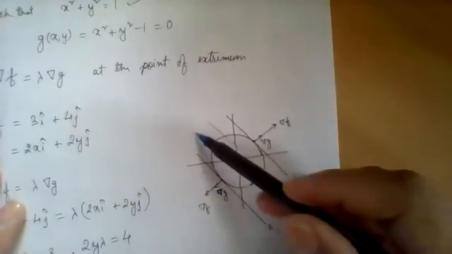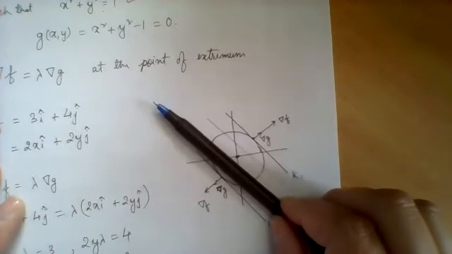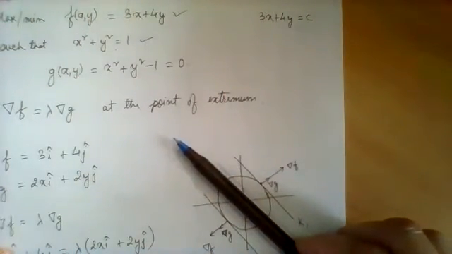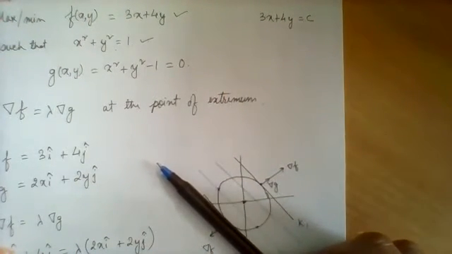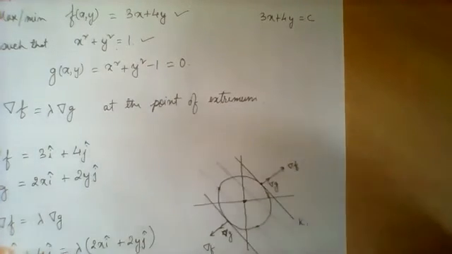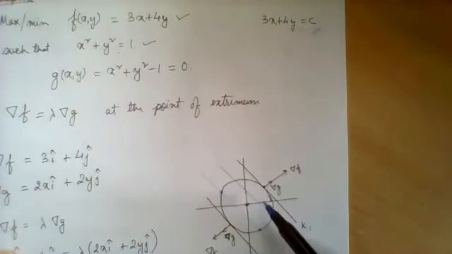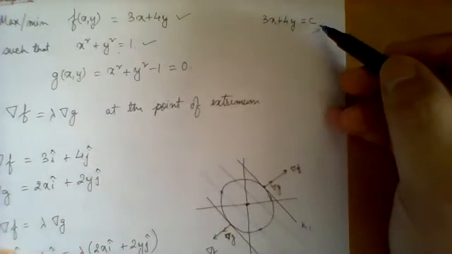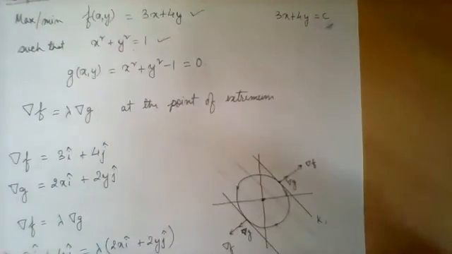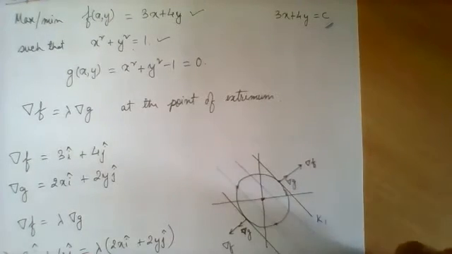For lines that cut across, we can move the line parallel to itself towards the right. When we move towards the right, the value of C increases. When we move towards the left, the value of C decreases. So along this direction the value of C increases, and along this direction the value of C decreases. The extremum value is the value at which C is either a maximum or a minimum. That is called the extremum value. So here we get the maximum value. Here we get the minimum value.